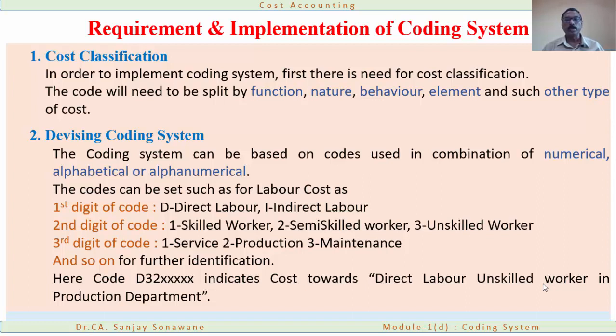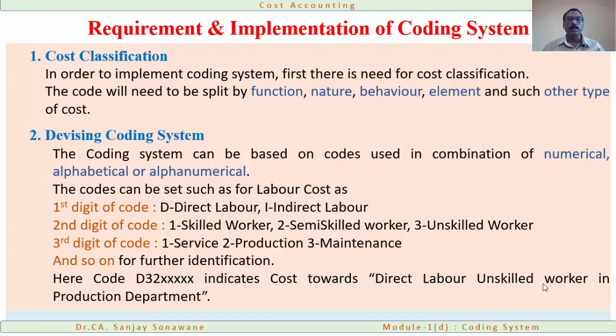Similarly, behavior. So we have to understand all the classifications of cost, and we can assign a specific code for the function, a specific code for the nature, and that way we can develop a system to identify the cost, what category of that cost it is. So when you are developing a coding system, firstly we have to understand the cost classification, and develop the codes for those respective cost classifications. Second one is devising a coding system.